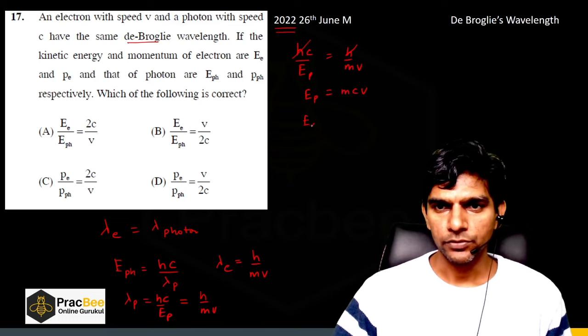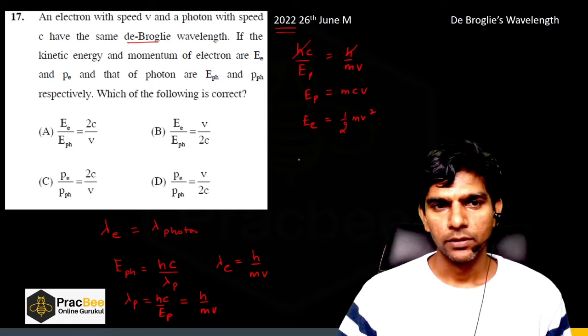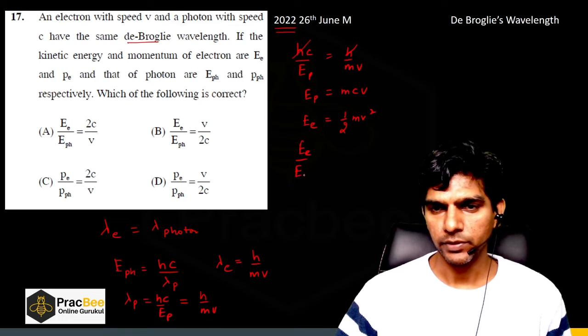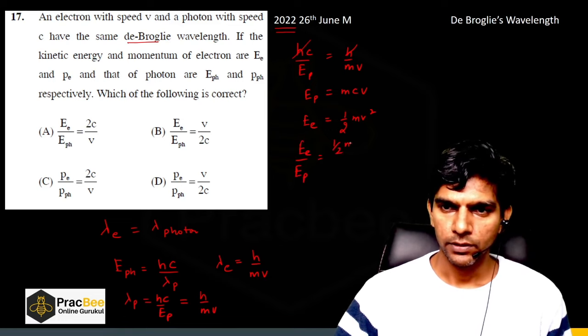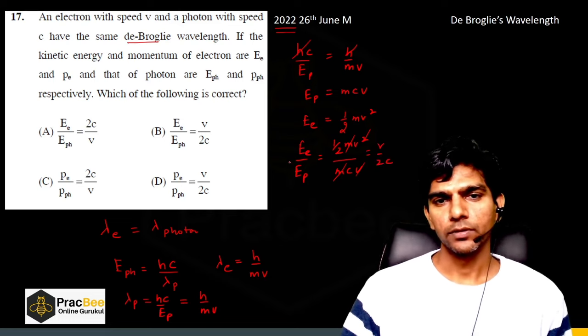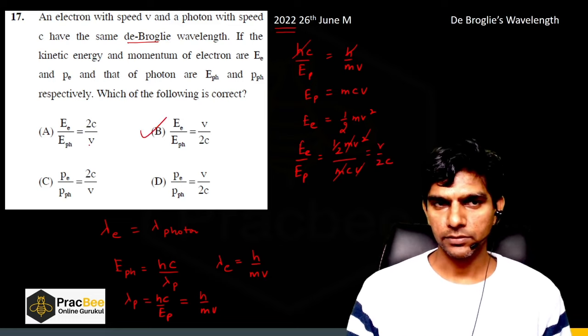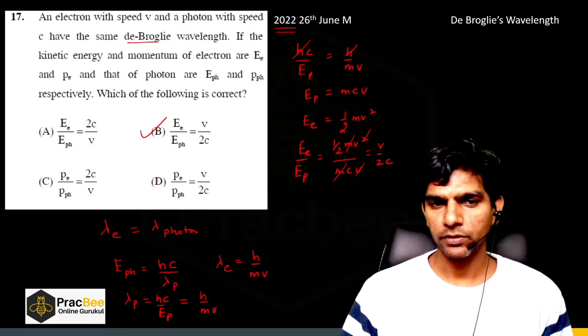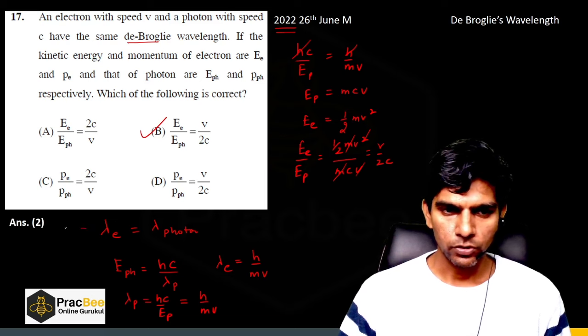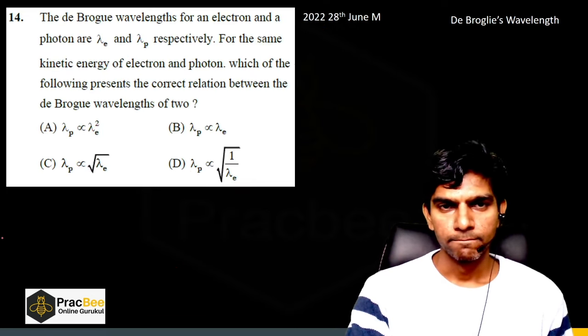Now energy of electron is half mv square. Now if you find the ratio, E divided by E_p, that will be half mv square upon mcv. So m will get eliminated, one v will get eliminated, so this will be v by 2c. Can you see? Option B is the right answer. Since it's a single option correct, we do not have to check the other options. So option 2 is the right answer.